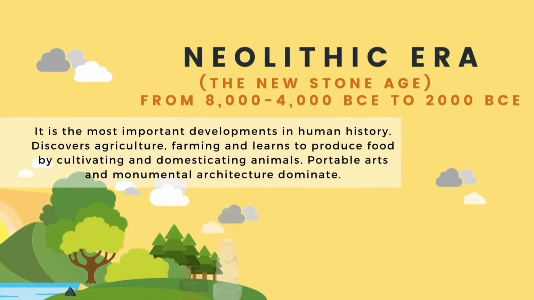The last prehistoric period is the Neolithic era, or the New Stone Age. It is one of the most important developments in human history. It discovers agriculture, farming, and learns to produce food by cultivating and domesticating animals. Due to this development, progress blooms and expands along the Nile River. Portable arts and monumental architecture dominate, and later on, the Egyptian Empire takes over.